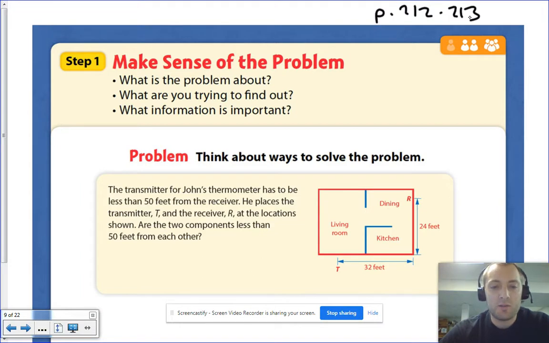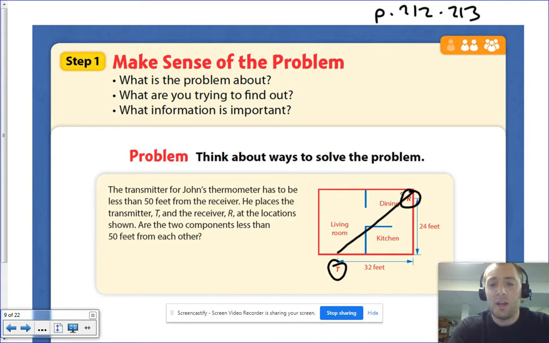So he places the transmitter T and the receiver R in locations shown on the map. So here's the receiver, here's the transmitter. We're trying to figure out if those are close enough to each other. It says, are the two components less than 50 feet apart? And all that we know is the dimensions of the walls, because it's hard to measure through other walls. So we can go the length of the walls, but it's hard to go through. So if you want to figure out the distance from T to R, we want to know that straight distance.